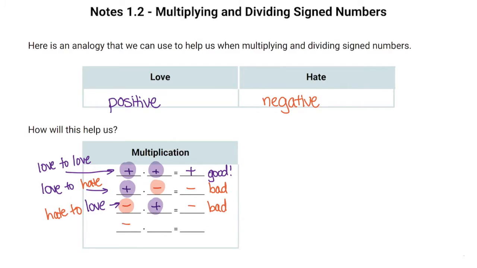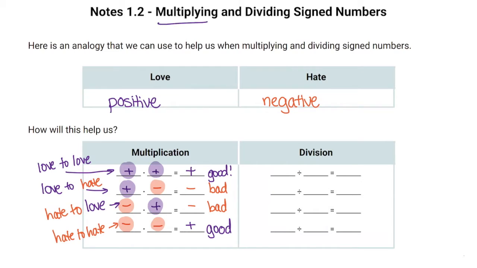The last scenario is a negative times a negative. What this is saying is that you hate to hate. In other words, you don't like to hate, right? And if you don't like to hate, then that's a good thing. So that is positive, okay? Just to note, this only works for multiplying and dividing. It does not work for addition and subtraction.